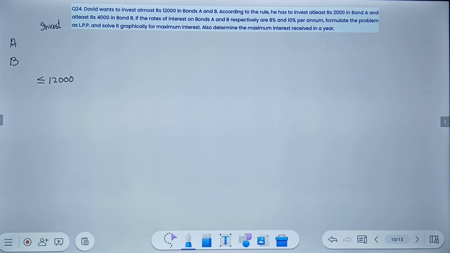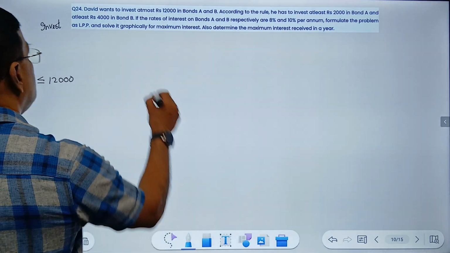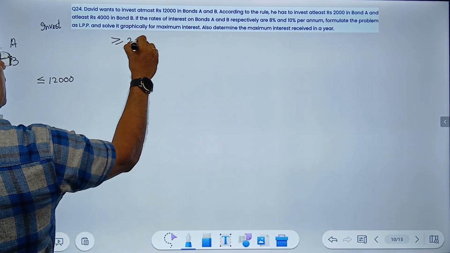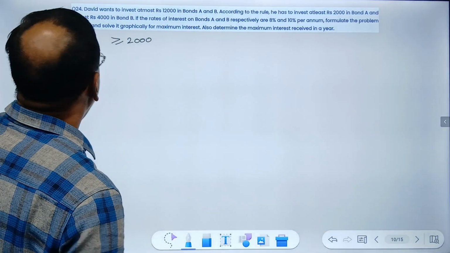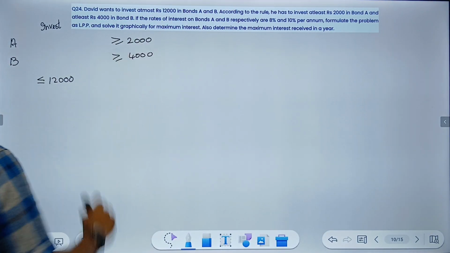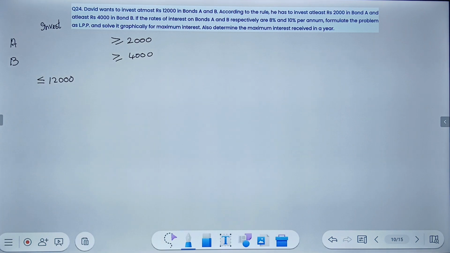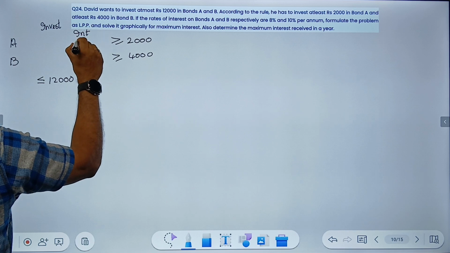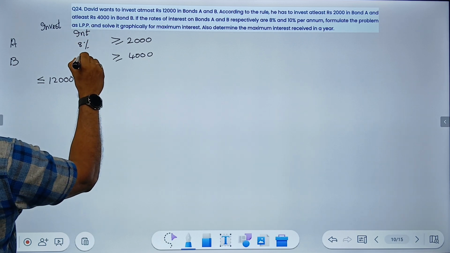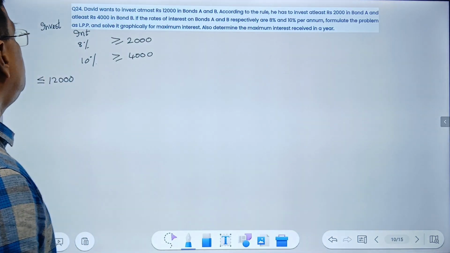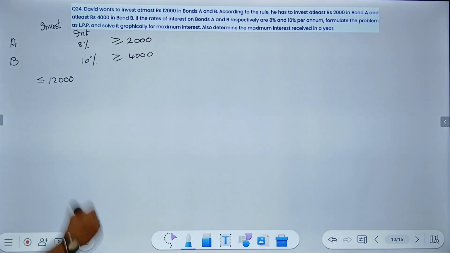According to the rule, he has to invest at least 2,000 on bond A, and 4,000 on bond B. If the rates of interest of bond A and bond B are 8% and 10% per annum, formulate the LPP for maximum interest.